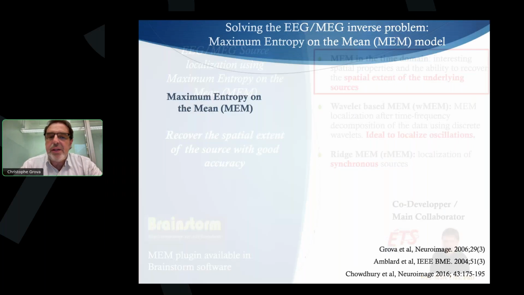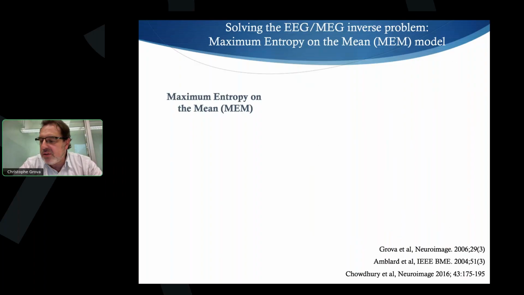So I'm going to start on this. This is my only a bit technical slide. I can provide even more mathematical framework. You have some papers here, just explaining very briefly what is MEM. MEM is a Bayesian technique. It's like other typical Bayesian methods like S-Loretta, Loretta, minimum norm.